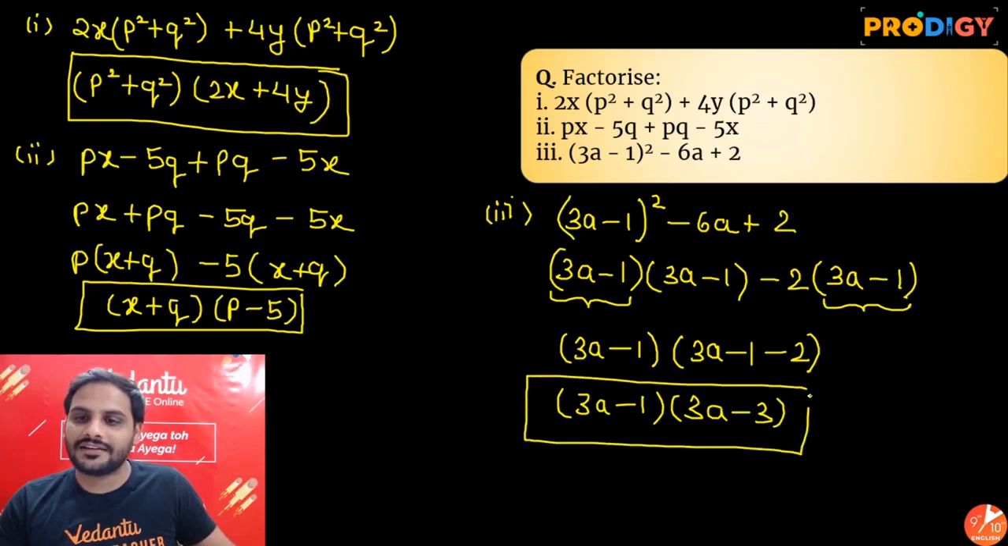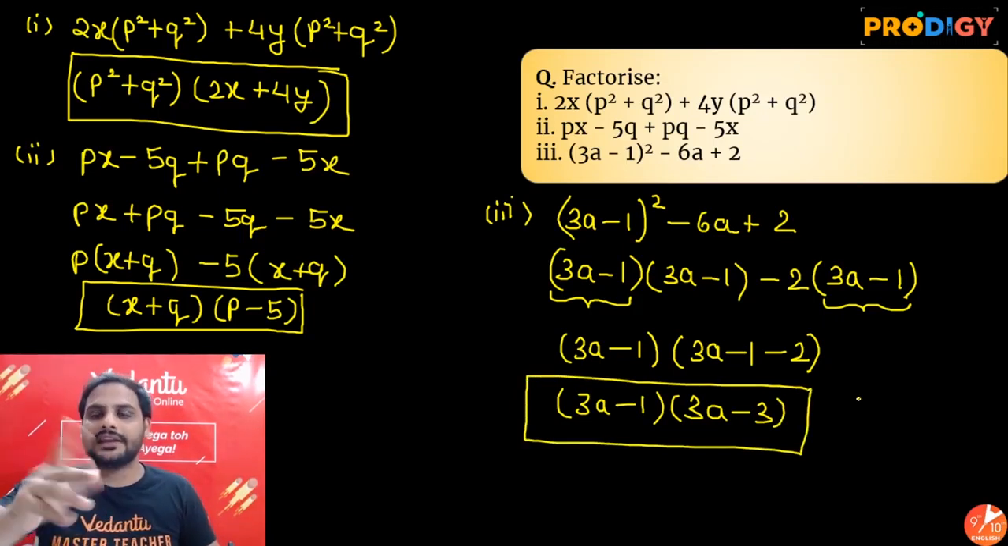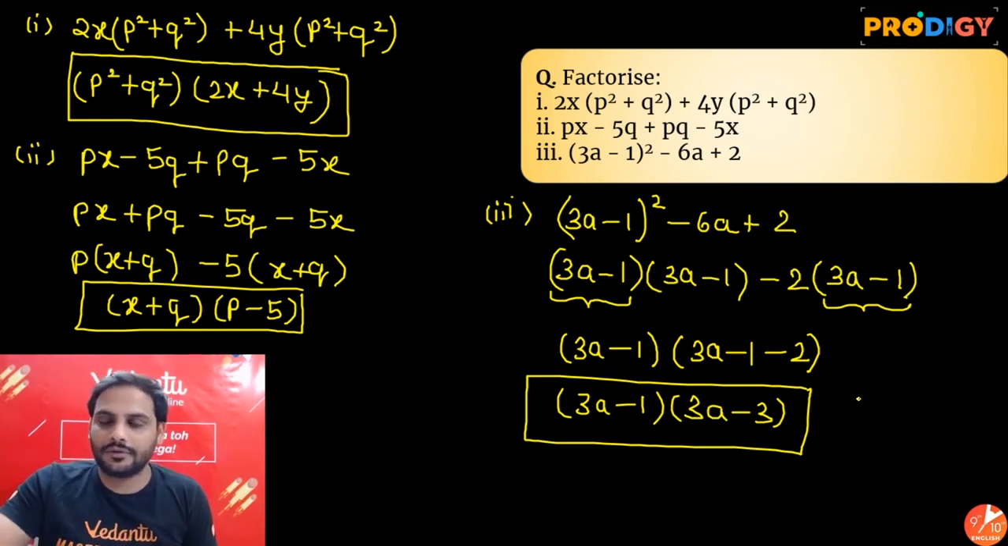Alright, so these are the easy ways. By regrouping and rearranging, we are factorizing them and writing them as a product of two factors. Okay? So this is the first type.